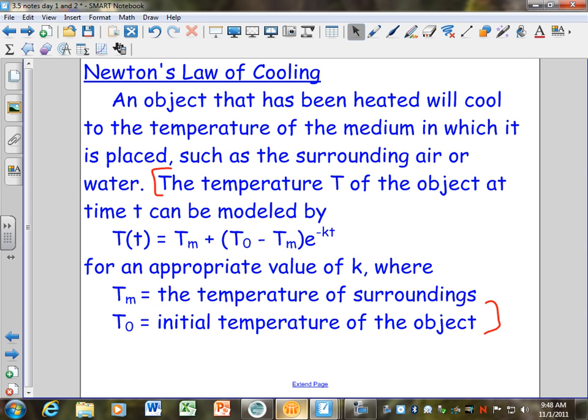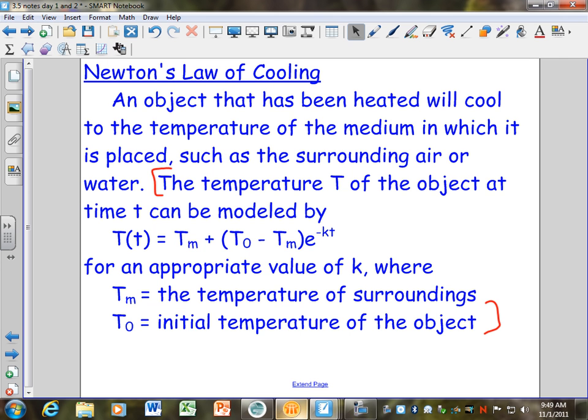One application of using logarithms, using e, is Newton's law of cooling. Newton has this law that says that an object that has been heated, like a cup of coffee, will cool at a specific rate depending on at what temperature it's put in. So an object that's been heated will cool to the temperature of the medium, that means its surroundings, in which it's placed, such as the surrounding air or water.